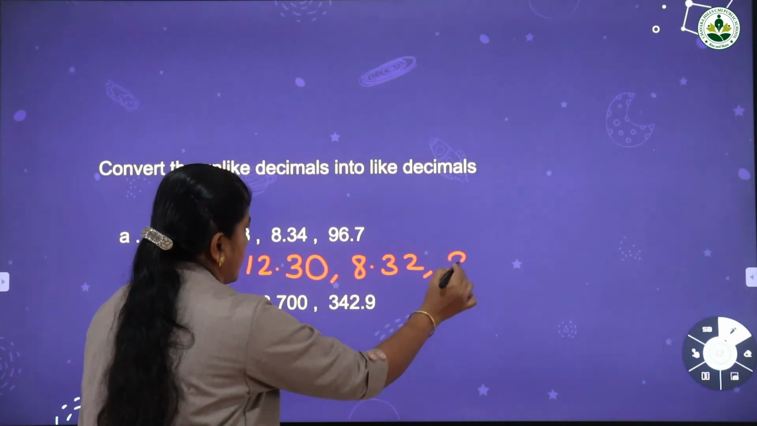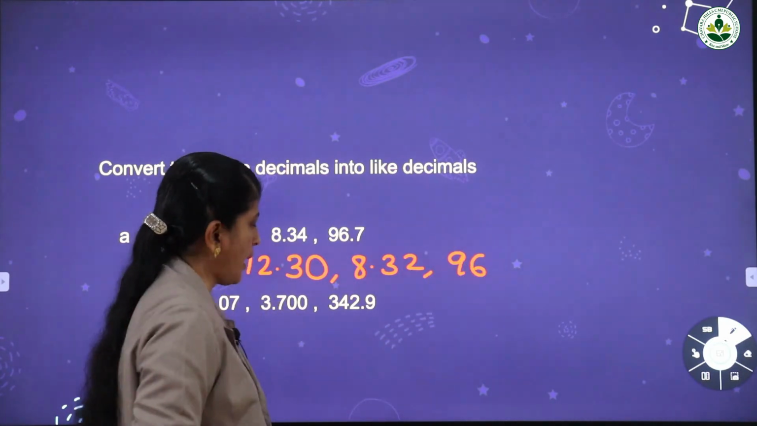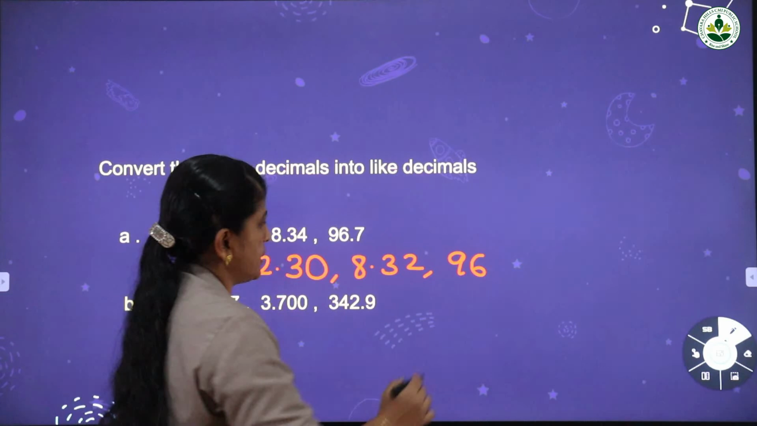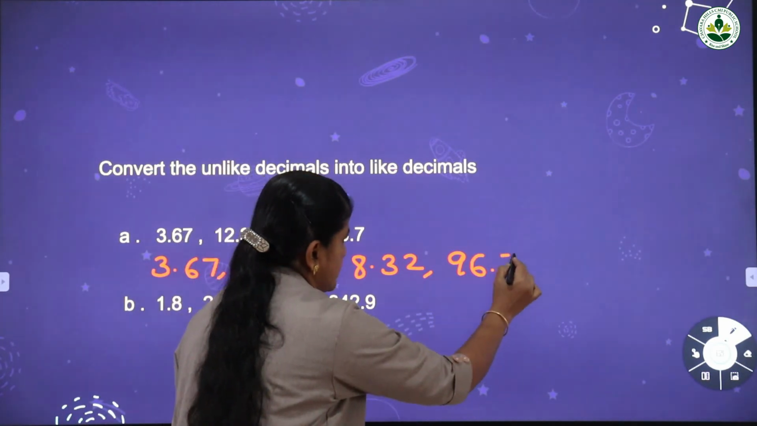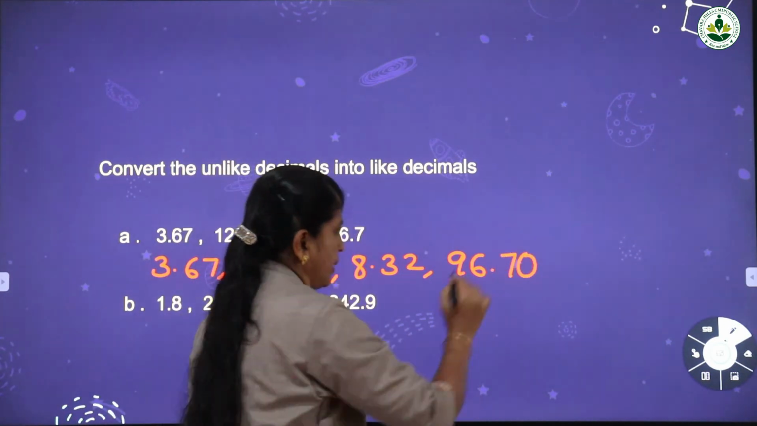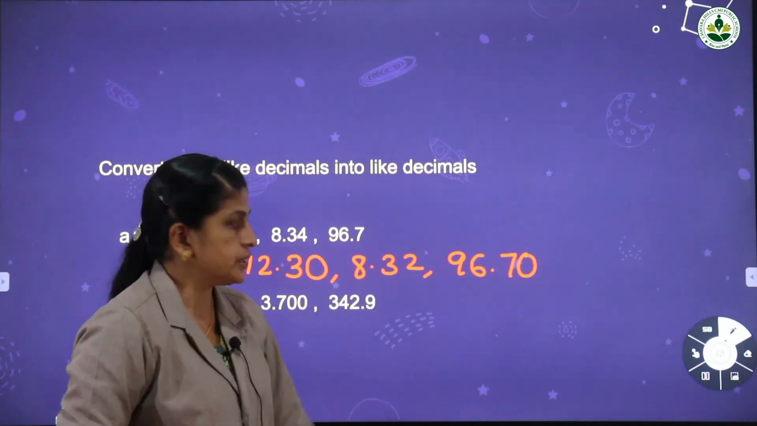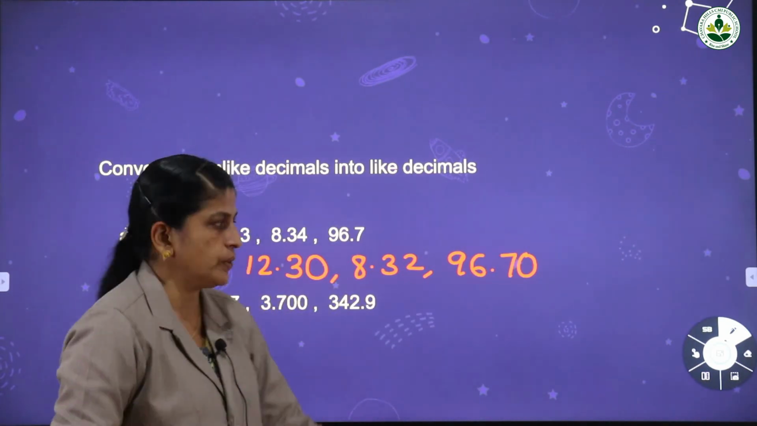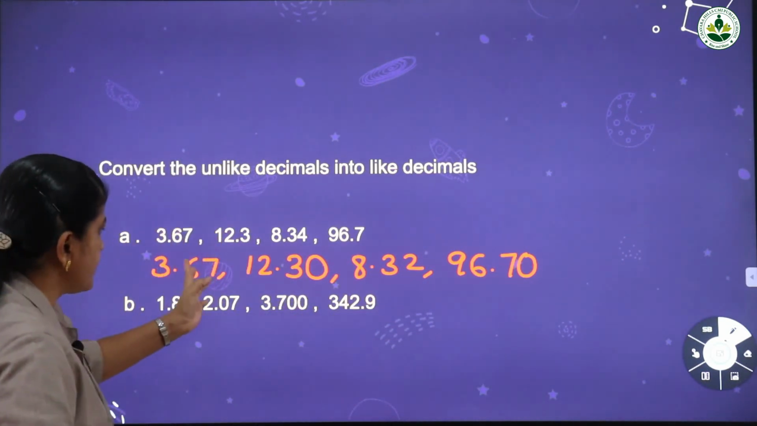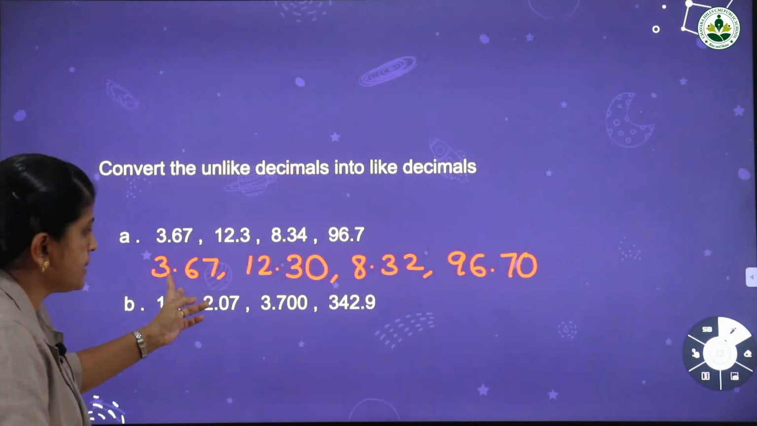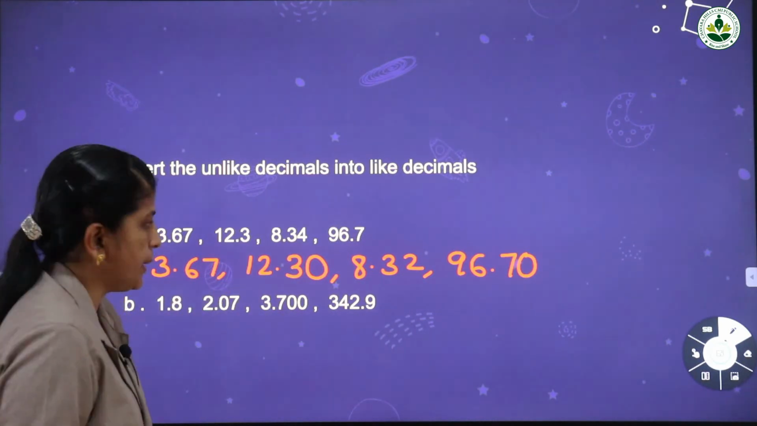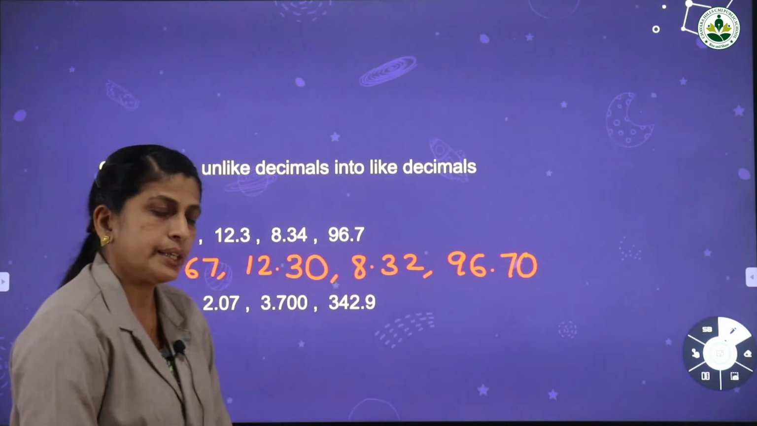Then the fourth number, 96.7, has only 1 digit after the decimal point. Then put a 0 after 7, then it became a like decimal. Therefore, all these numbers are like decimals. They have 2 digits after the decimal point. Therefore, they are like decimals.